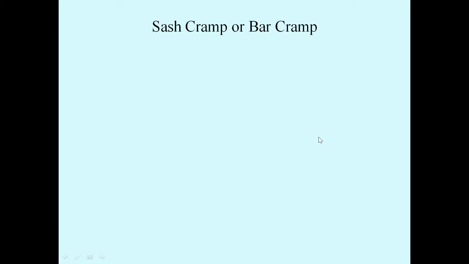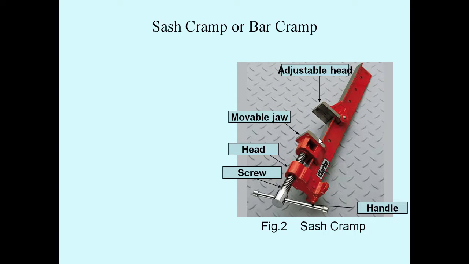Next one is the sash clamp or bar clamp. It looks almost similar to the bench vise. You can see the diagram here. These are the different parts of a sash clamp or bar clamp: the handle, the screw, the head, the movable jaw, and the adjustable head.